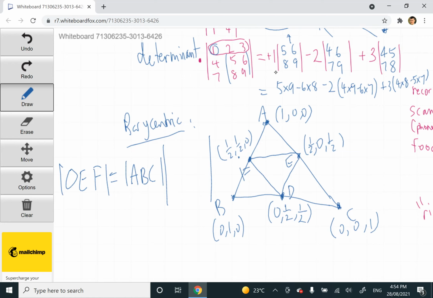So DEF, so we have, maybe anti-clockwise then, 0, half, half. That's D. E is half, 0, half. And F is half, half, 0. Okay, so we know from theory that this triangle, which is the midpoints DEF, should be a quarter of the area of the big triangle, right? So hopefully this thing evaluates to a quarter.